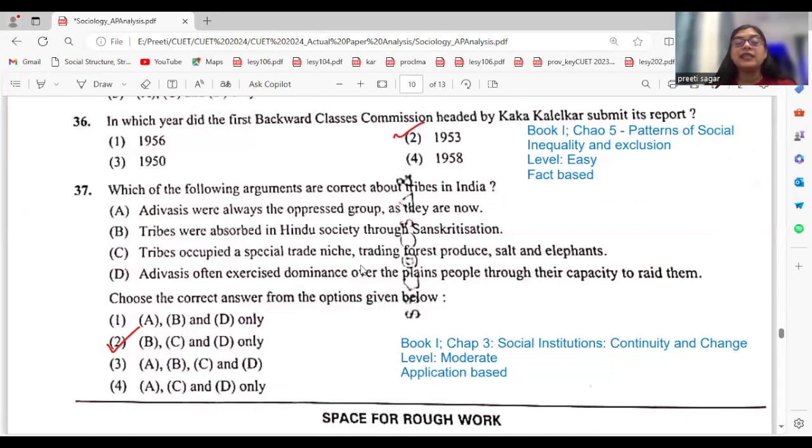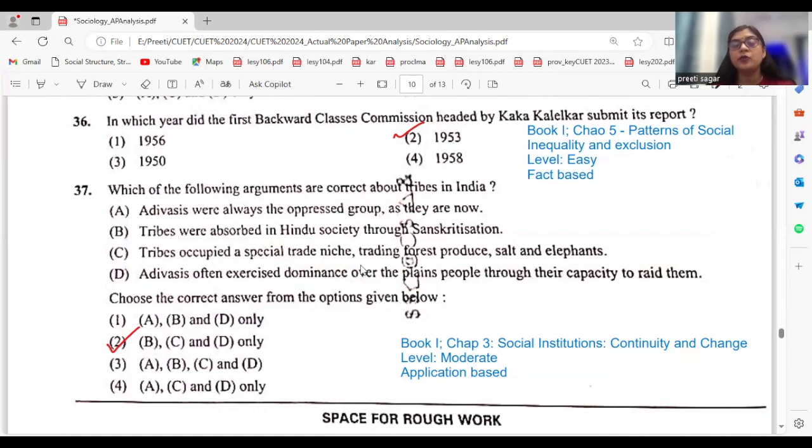So option A says Adivasis were always an oppressed group as they are now. They were not always oppressed groups. This is an incorrect statement. So the other options, that is B, C, and D, are the correct ones. Although if you see statement 2, tribes are absorbed in Hindu society through Sanskritization. So it is not right, but the caste.